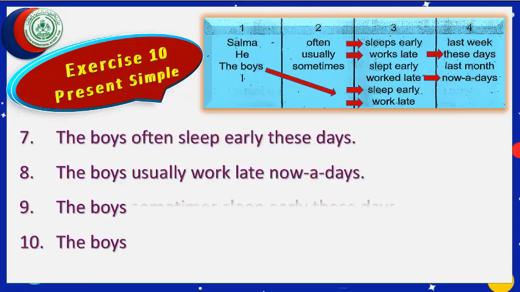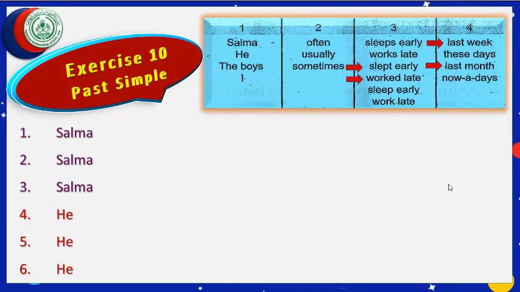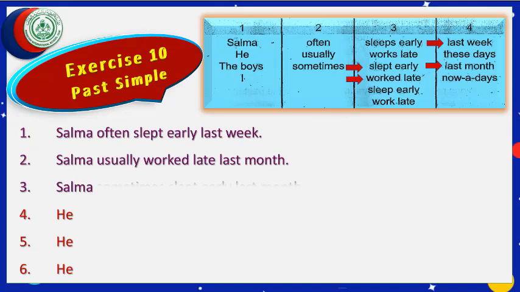Yes, you can see here very well. When we use the subject, the boys, we write here sleep, work, sleep, work. We cannot write works or sleeps. In the same way, here will be these days, nowadays, these days, nowadays. Dear students, this is the way to make 10 sentences by using present simple tense. Let us move next and make 10 more sentences by using past simple tense. In this tense, sentences will be made in the same way. The difference I have told you before.